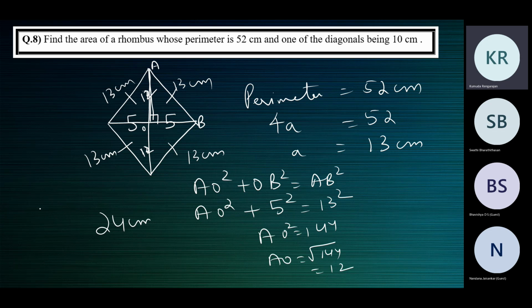And we know that the formula to find the area of a rhombus is half D1 D2, half into the product of diagonals. So half into the length of one diagonal, 10 centimeters, into the length of the other diagonal, 24 centimeters. If I cancel this 12, the area is 120 centimeters square. This is the procedure, children.